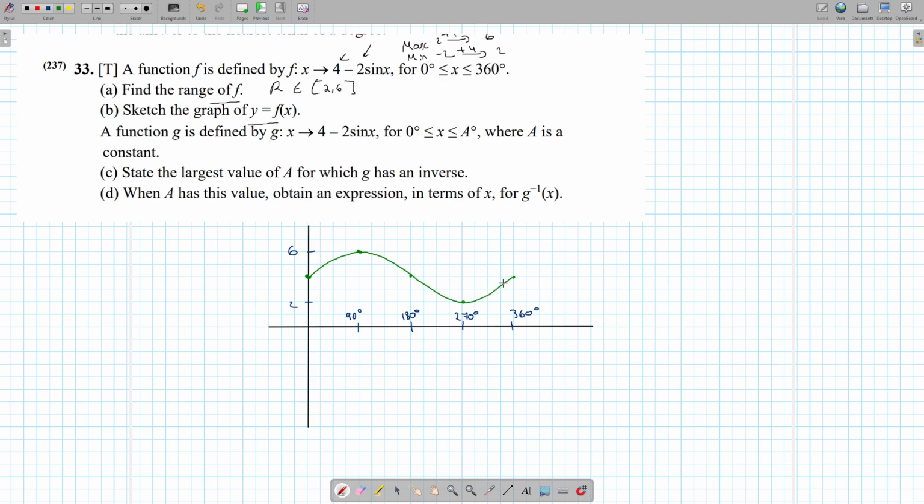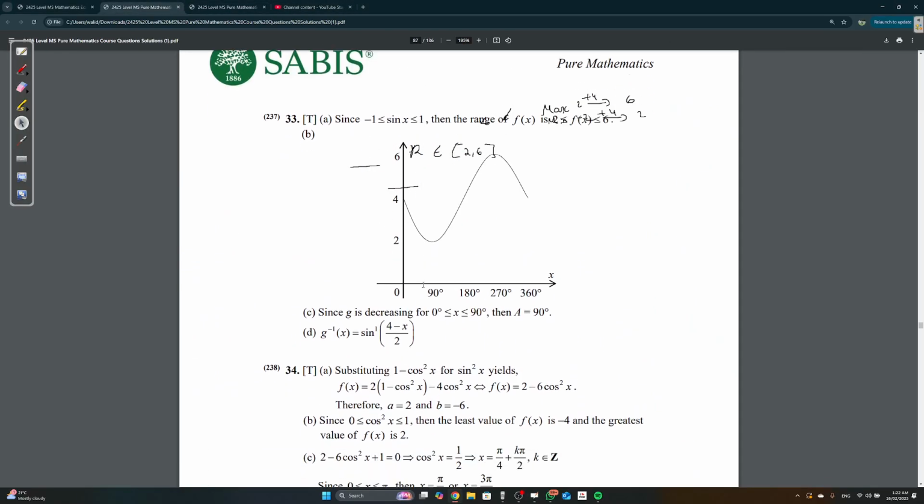If you don't believe me, you can put the values into your calculator: 0, 360, 4 minus 2 sine x, and the step as 90 degrees. Okay, let's take a look at the solution. Yes, like this. Okay.